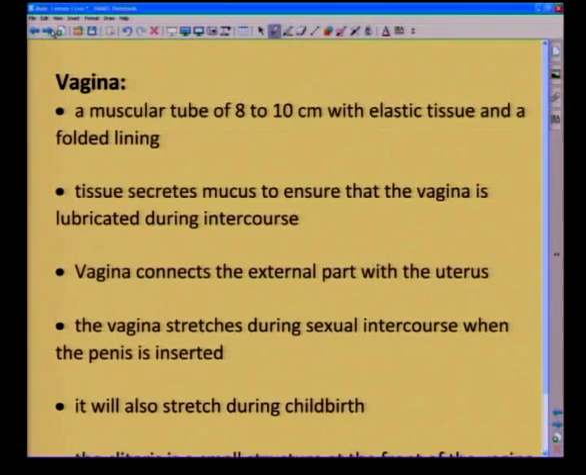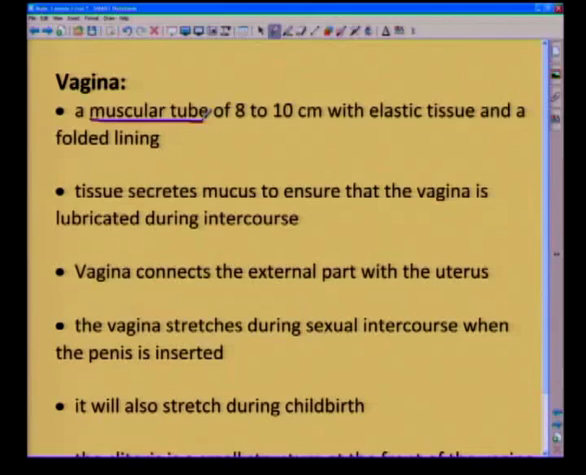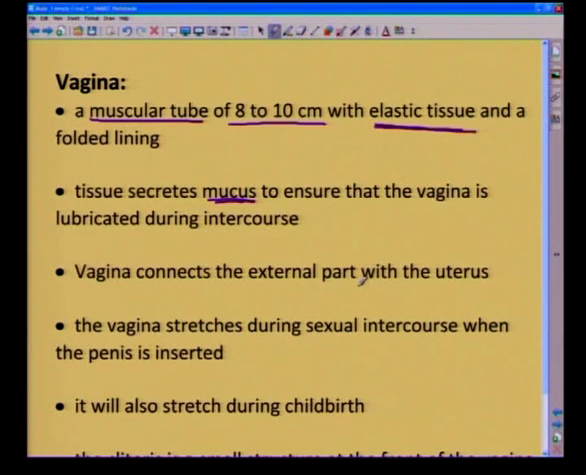So let's move on. The vagina. The vagina, clearly a muscular tube. It's got to be muscular because those muscles stretch during childbirth. They also dilate, which means they get wider, during copulation or sexual intercourse. The muscular tube is about 8 to 10 centimeters long. It has elastic tissue, very important, and a folded lining. The tissue secretes mucus so that everything is nicely lubricated during intercourse. The vagina connects the external part to the uterus.